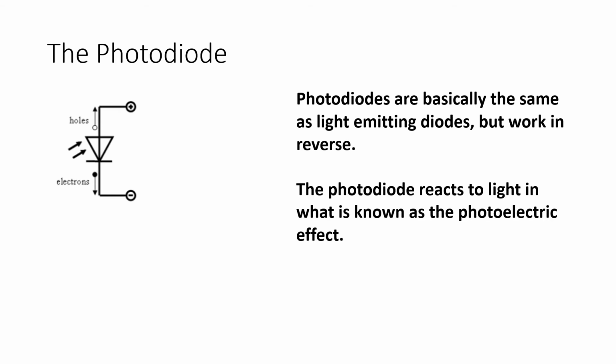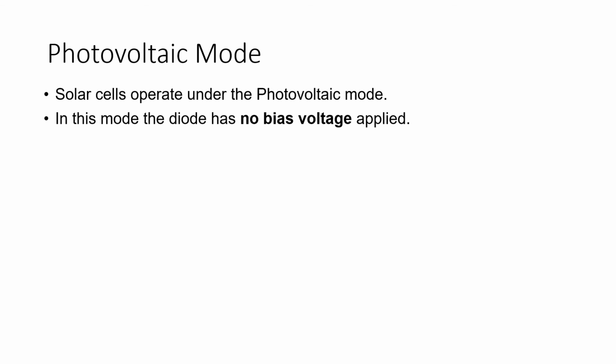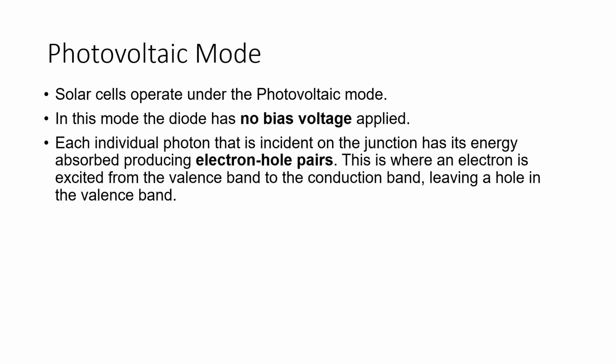The photodiode reacts to light in what is known as the photoelectric effect. It takes in light energy and converts it into electrical energy. Photodiodes can operate in a number of modes, but one that you need to be aware of is the photovoltaic mode. One example that uses the photovoltaic mode is the solar cell. In this mode, the diode has no bias voltage applied, which means it's not connected to a battery or EMF.